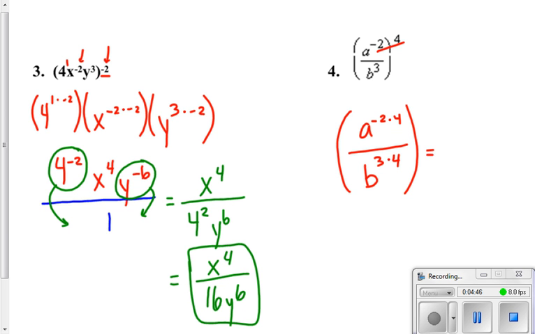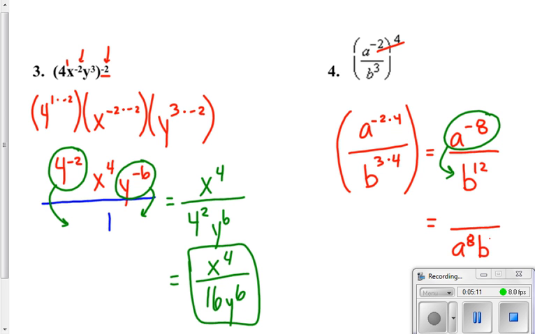Go ahead, do your computation here. We'll have a to the negative 8th over b to the 12th. We would not be finished here because we still have a negative exponent. So we'll move the negative exponent, that is a to the negative eighth. You move it to the bottom. When you move it to the bottom, you now have a to the eighth on the bottom over b to the 12th, and if there's nothing on top, we'll simply throw the 1 up there, and we have 1 over a to the 8th, b to the 12th.